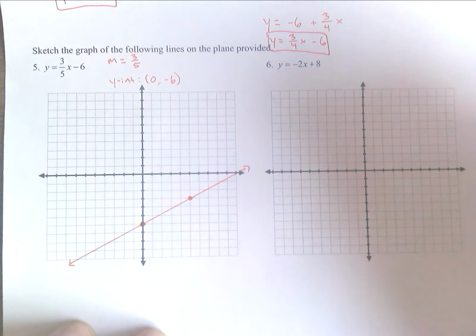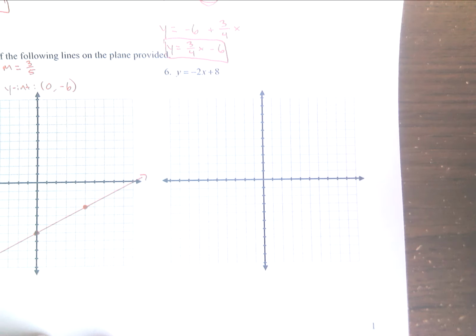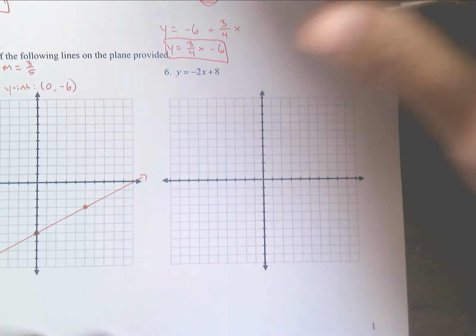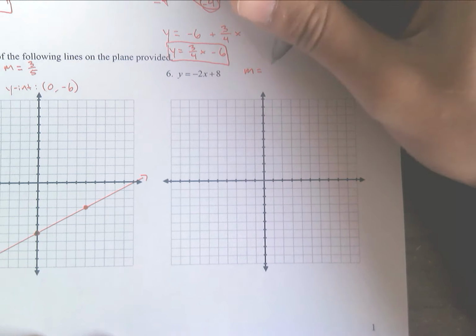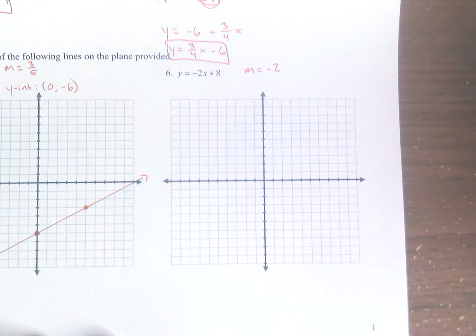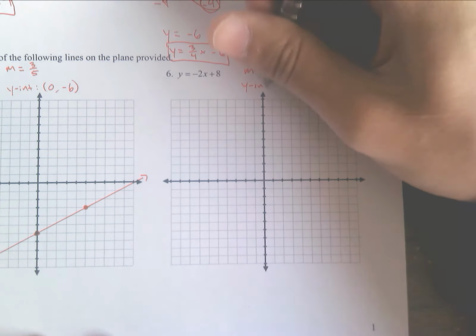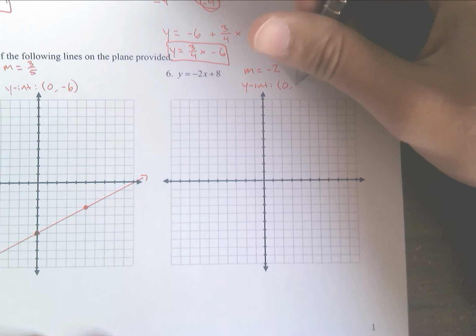All right, let's go ahead and graph number 6. Here we have y equals negative 2x plus 8. Now, again, the first thing that we have to do is identify the slope and the y-intercept. So the slope in this case is the number in front of x. The number in front of x is negative 2. The y-intercept is the number tacked on at the end, the one that doesn't have an x. So we have plus 8 right here. So our y-intercept is positive 8. As an ordered pair, we have 0, 8.